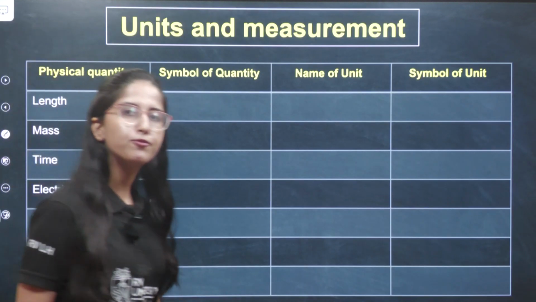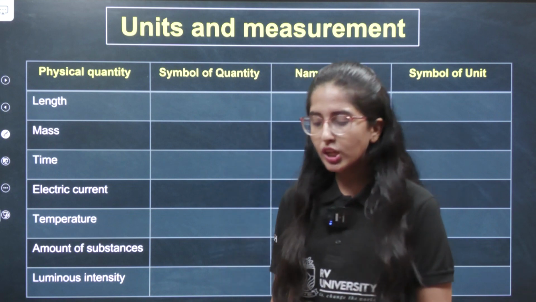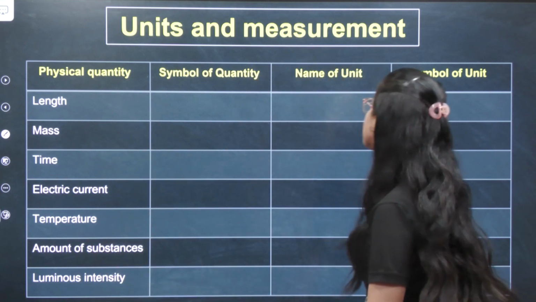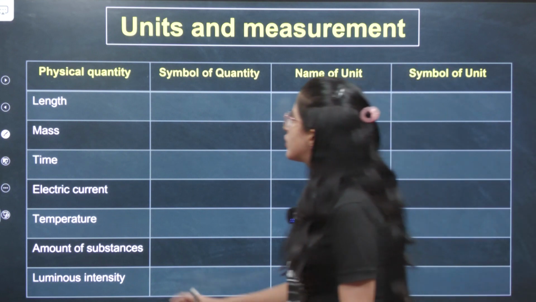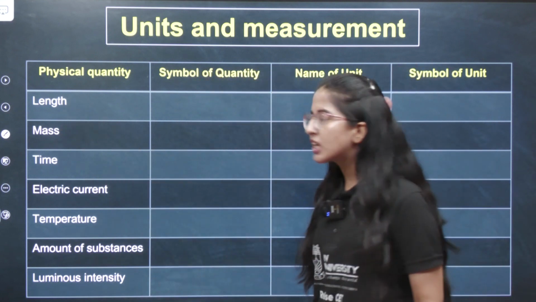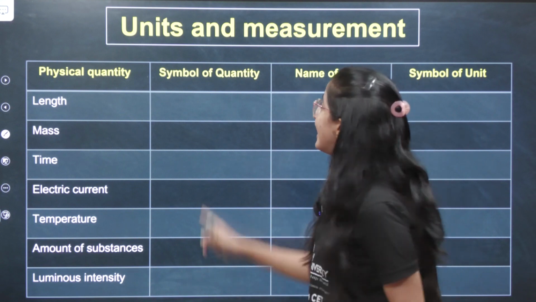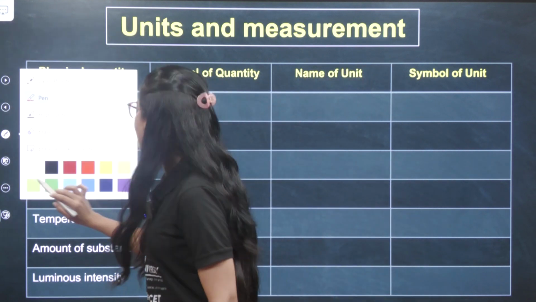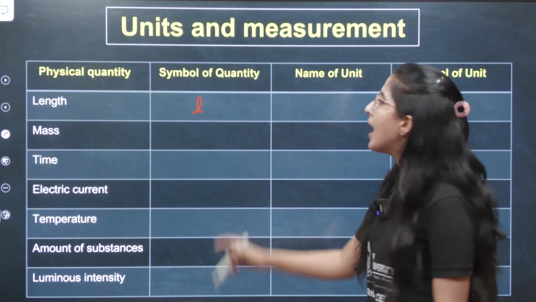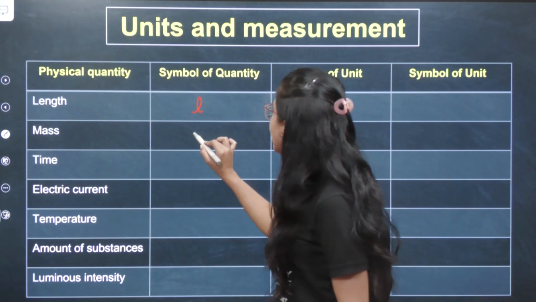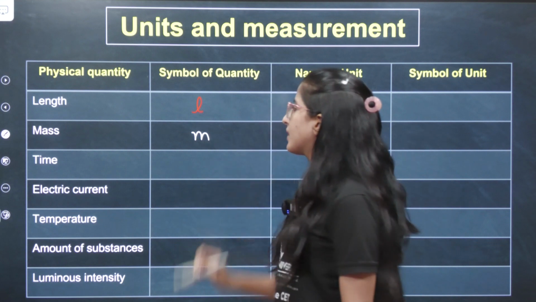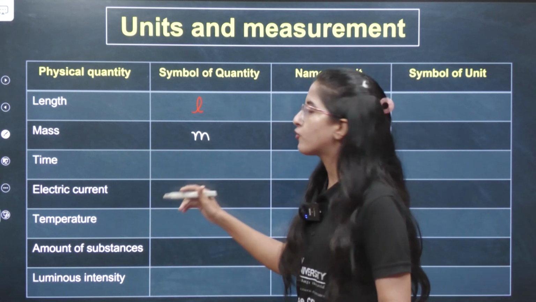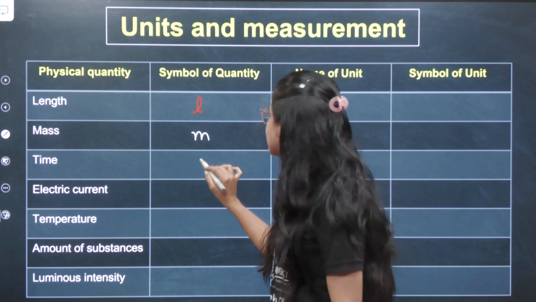So the first concept was our units and measurements. In case of standard units, these are the units which you must understand, and you have to know what the SI units are. So first let us see. The first physical quantity is length. The symbol of length is small l. The next quantity is mass, and the symbol of this quantity is small m. And next is your time. The symbol of the quantity time is T.